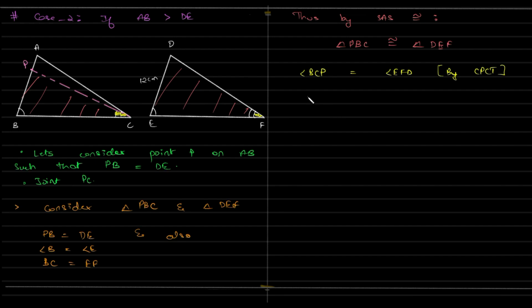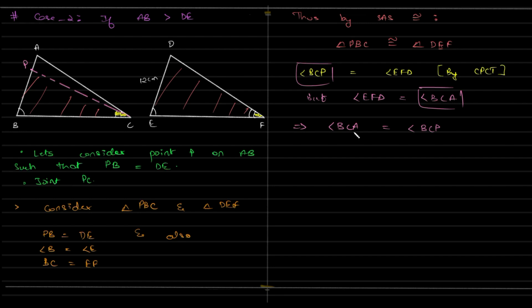But we know that angle EFD is equal to angle BCA. Right? This is given. This is considered. Have a look. BCA is equal to EFD. So from this, what can you tell? This implies angle BCA is equal to angle BCP, right? EFD is same over here, so this quantity has to be equal to this quantity. That's what I have written.